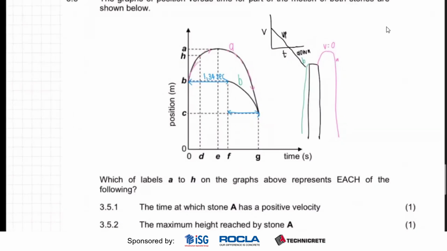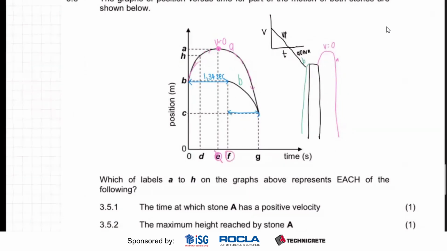At point, and at what time is it? So we know, over here, I told you that the velocity equals zero. So that's not a positive velocity because zero is not positive, zero is not negative either. So it's not E.